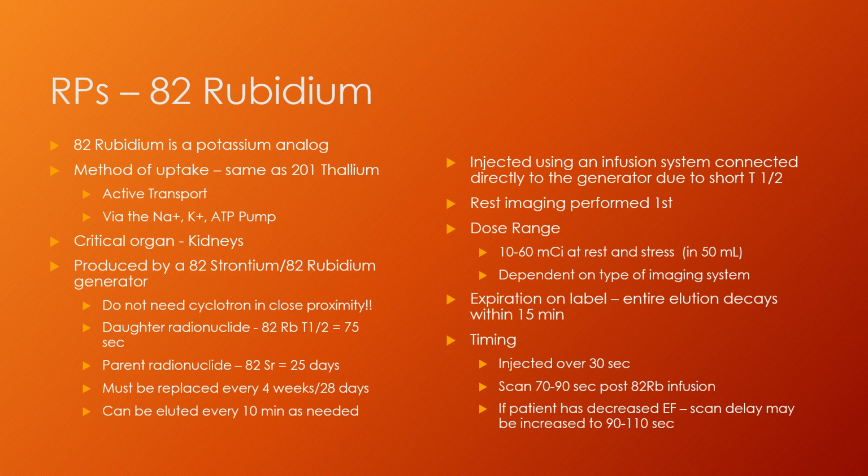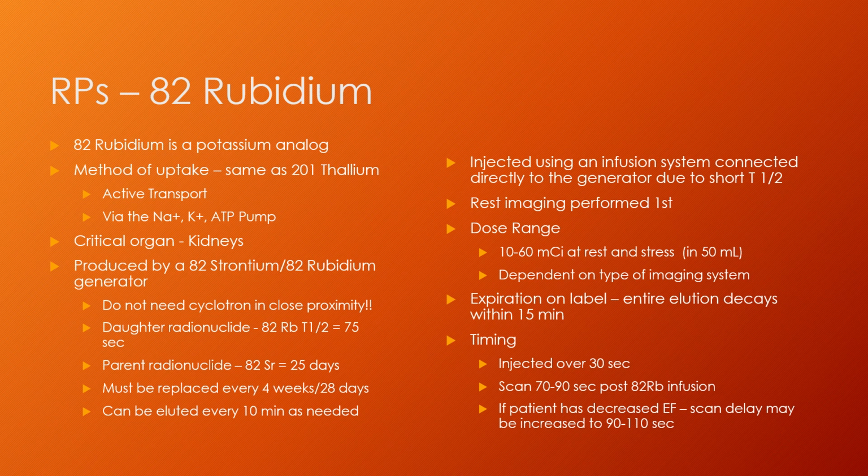And the expiration is on the label of the generator. So the entire elution decays within about 15 minutes. That's one of the reasons it goes straight to the patient. It doesn't sit around and you have to use it within a certain amount of time. Expiration is on the label of the generator, and then it goes straight into the patient and it decays within about 15 minutes. The timing of that is it is injected over 30 seconds.